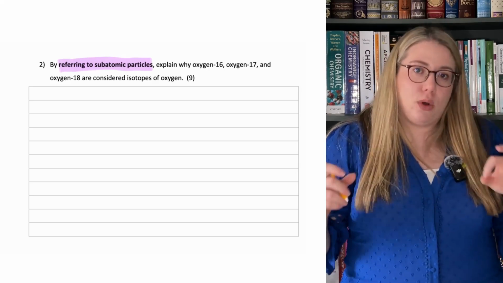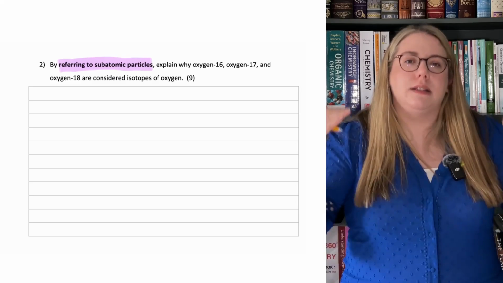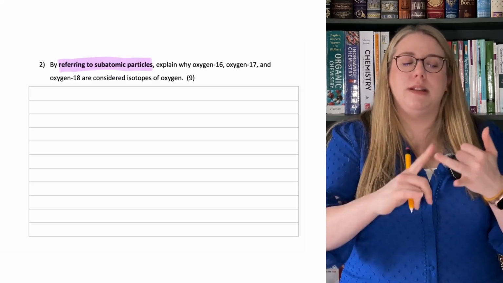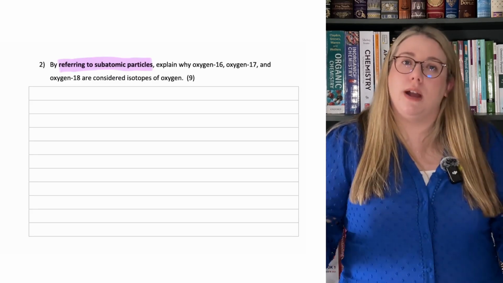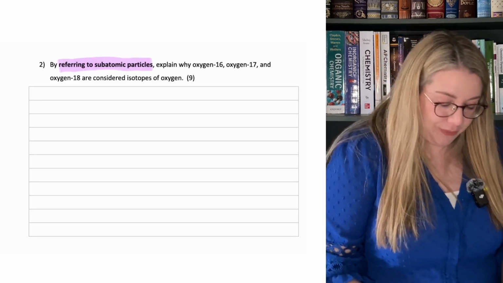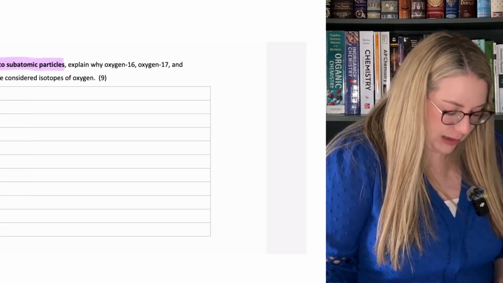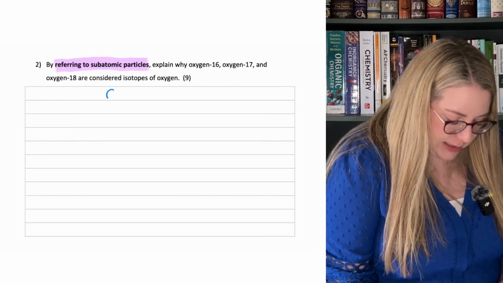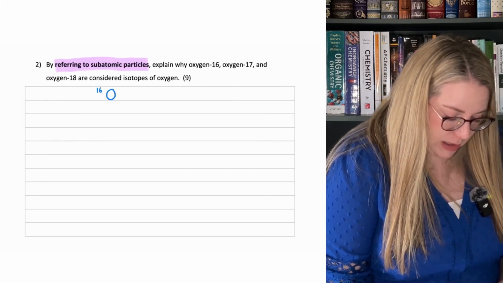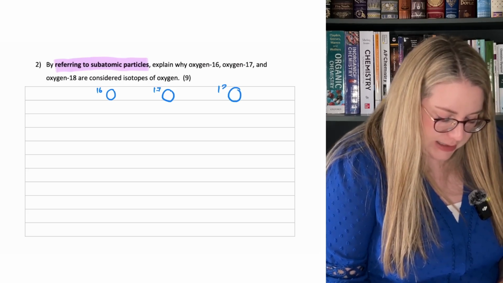Draw yourself a small table. It doesn't have to be drawn with lines. I don't care. As long as you can lay out that you have protons, electrons, and neutrons and you're counting them, it's absolutely fine. If you would rather do it as a sentence, that's fine. It's just a little bit more work, so just make sure you're getting all of the information. Apologies. So I have oxygen 16, oxygen 17, and oxygen 18.